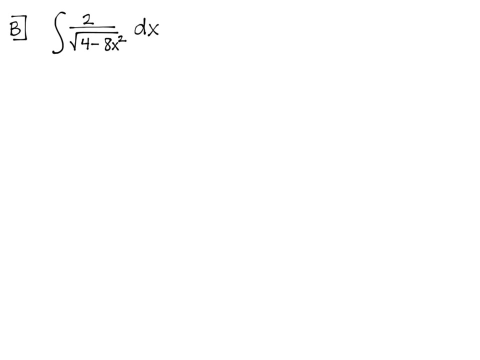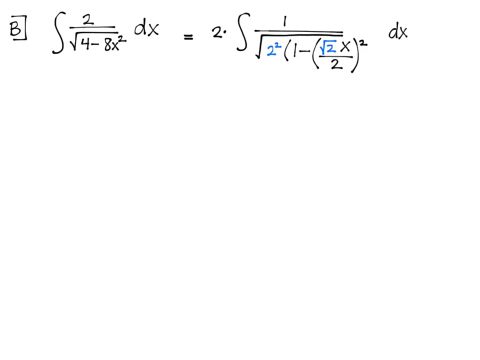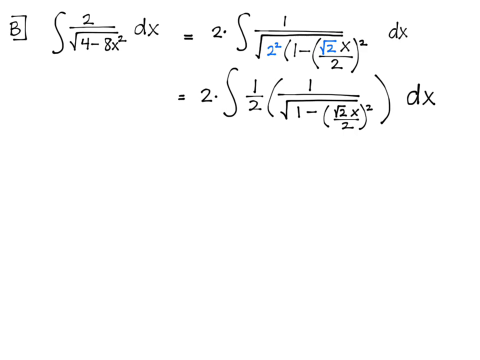Problem B. Again, I need this denominator to be 1 minus something squared. So I'm going to go through the process of pulling out that kind of fancy way that we were able to manipulate these square roots, and the constants cancel each other out. I now use u substitution. I still have to use u substitution because I need this to be 1 minus one thing squared, not a whole mishmash of stuff. So u is root 2 over 2x.